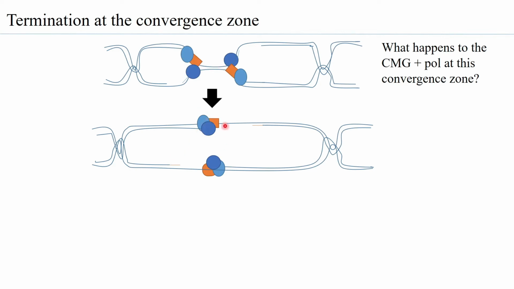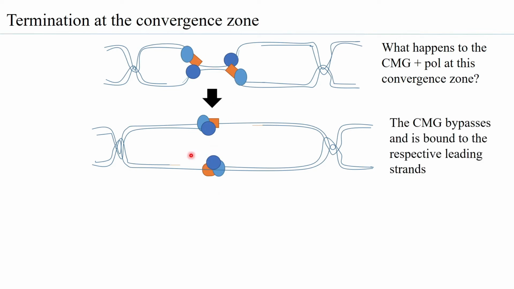And we all know that the CMG complex is actually binding to a double strand but a single strand. That means it needs both a single strand as well as the double strand. So this complex will continue to synthesize this template, while this complex will continue to synthesize this template. So effectively what you observe is that at this convergence zone, the two replisome machineries bypass each other, and therefore this is what is understood to be convergence bypass.